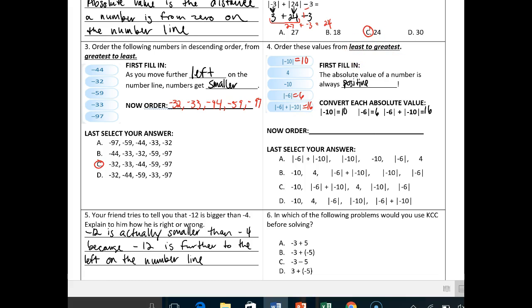So the negative number will obviously go first because that's the smallest, then 4. Then the absolute value of -6 because that's 6, then the absolute value of -10 because that's 10, and then the absolute value of -6 plus the absolute value of -10 because that's 16. So, looking for my answer, it looks like D is my answer choice there.